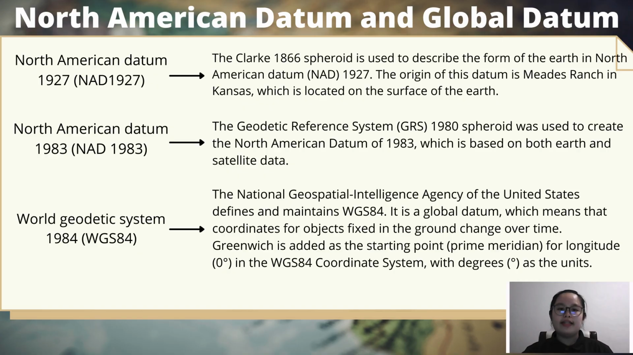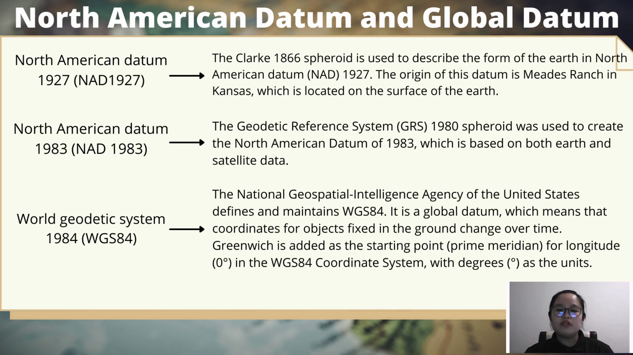North American datum and global datum. North American datum 1927: the Clarke 1866 spheroid is used to describe the form of the Earth in the North American datum 1927. The origin of this datum is a metal station in Kansas, which is located on the surface of the Earth. North American datum 1983.